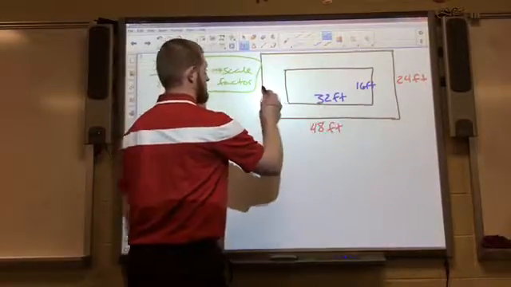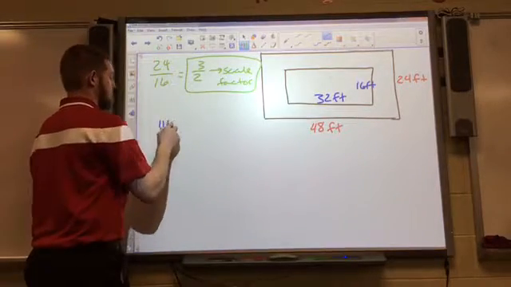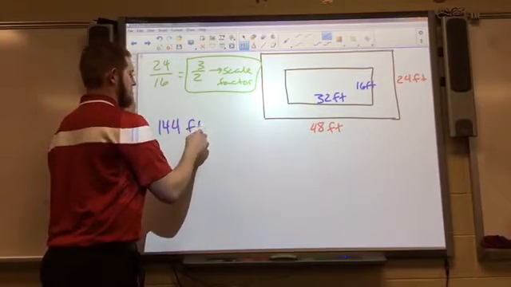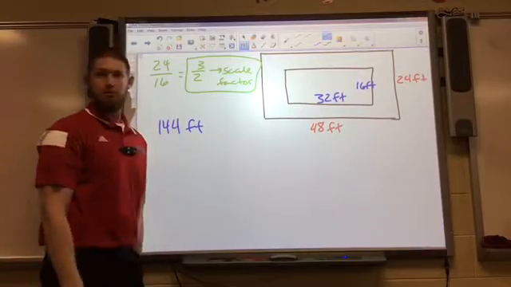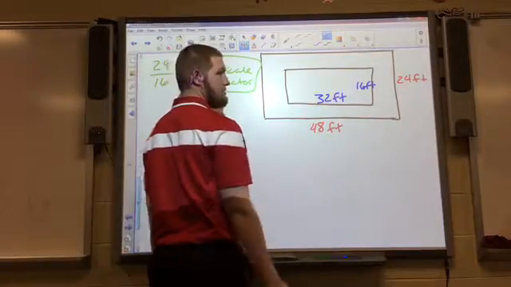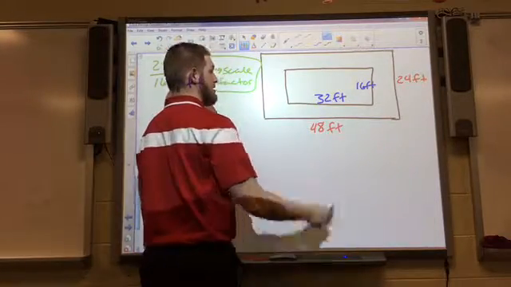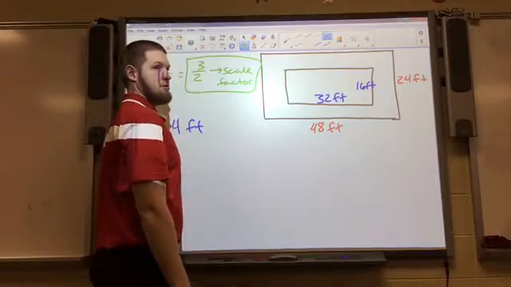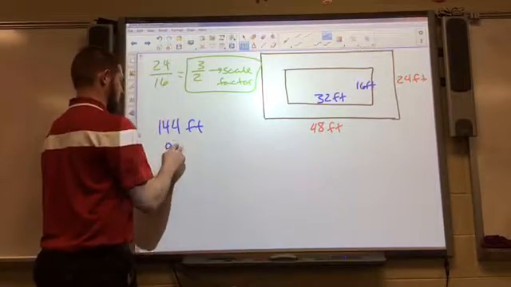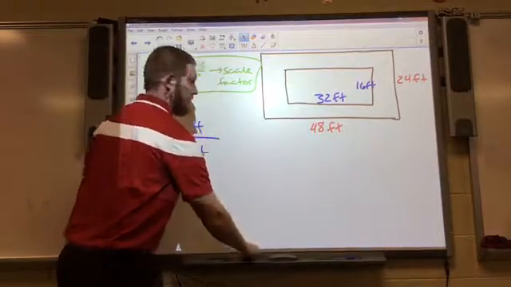120 plus 24 is 144. So I have 144 feet for the perimeter of my patio. The pool: 32 plus 32 is 64, plus 16 is 80, plus another 16 is 96. So I have 96 feet there. And there's my ratio, right?